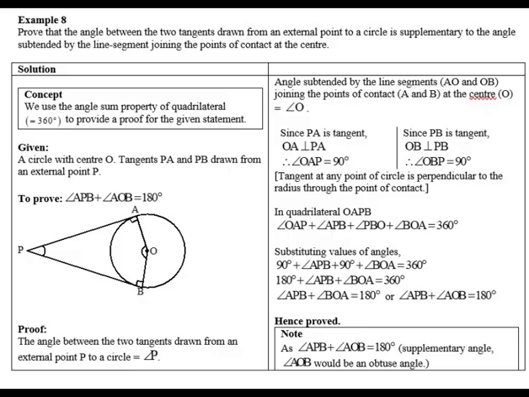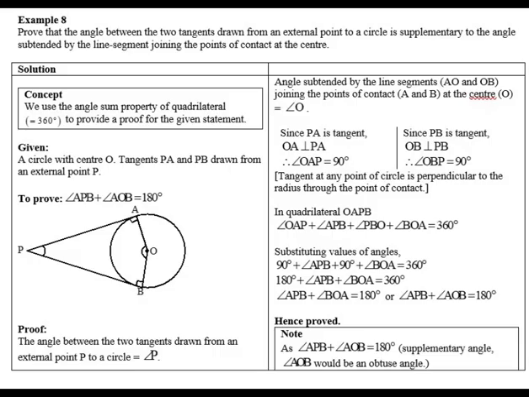Since PA is tangent, OA is perpendicular to PA because tangent at any point of a circle is perpendicular to the radius through the point of contact. Therefore, angle OAP is equal to 90 degrees. Since PB is tangent, OB is perpendicular to PB because tangent at any point of a circle is perpendicular to the radius through the point of contact. Therefore, angle OBP is equal to 90 degrees.